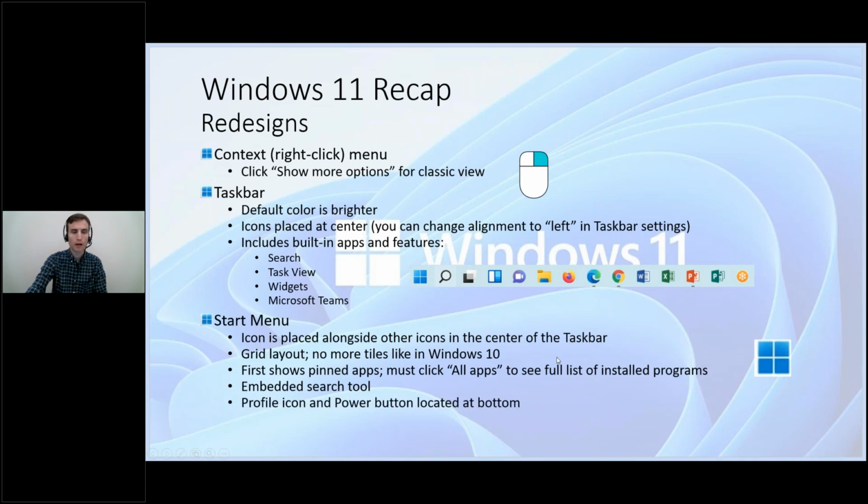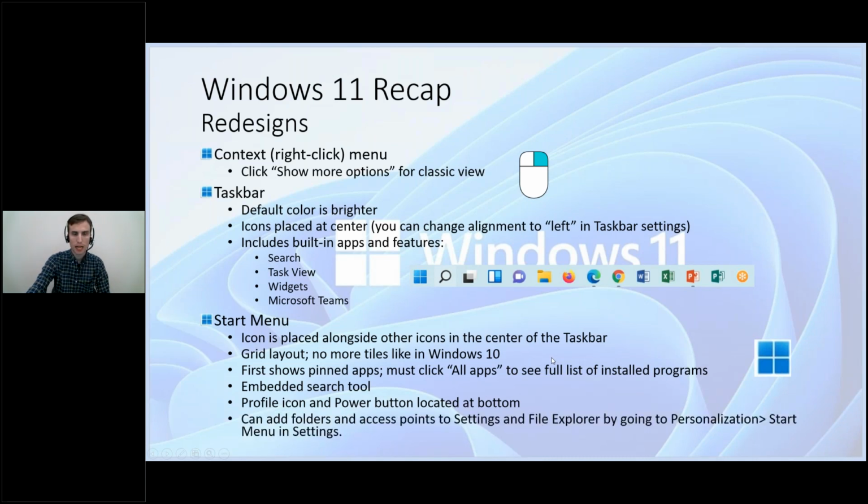Remember, your profile icon and power button are located at the bottom instead of on the left. And you can add folders and access points to Settings and File Explorer by going to Personalization and then Start in your Windows settings.